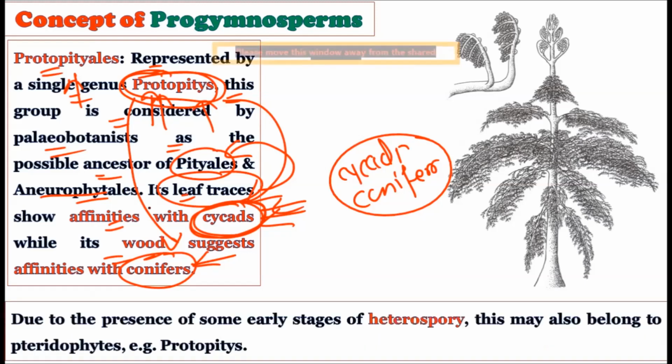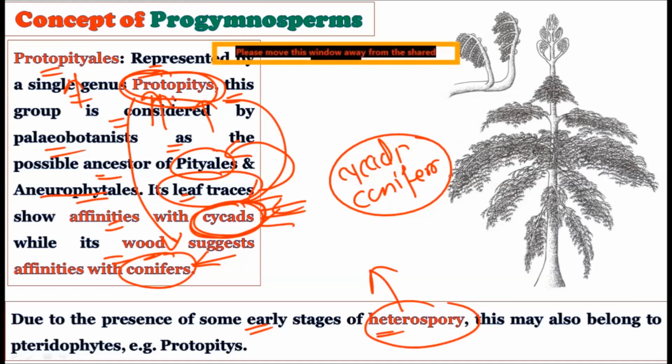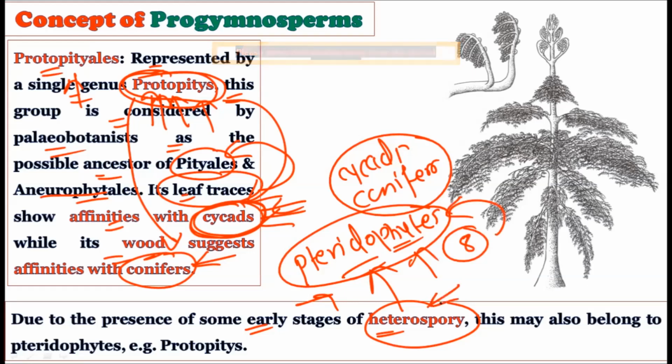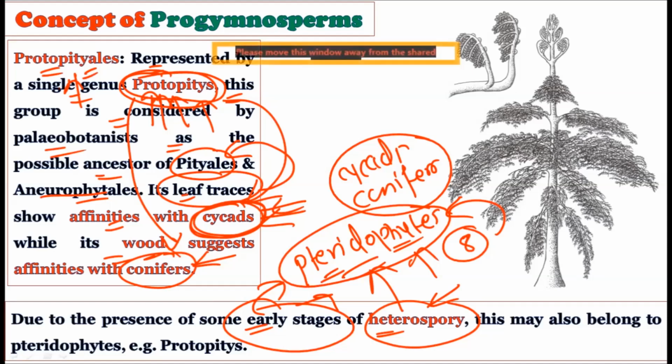Now see, some early stages of heterospory are shown by this particular Protopitys. If there were early stages of heterospory, this characteristic is comparable with that of the pteridophytes, because the earlier heterospory was first shown by the pteridophytes in the form of 8 living genera. These 8 living genera show the presence of heterospory, and the early stages of heterospory were typically first found in pteridophytic plants. Hence this particular order, Protopitys, is also comparable with the pteridophytes. Of course they are comparable with the pteridophytes, and an example for this is Protopitys.